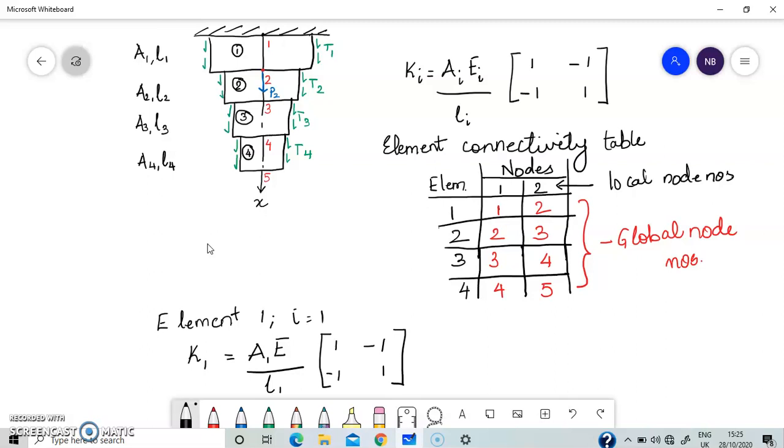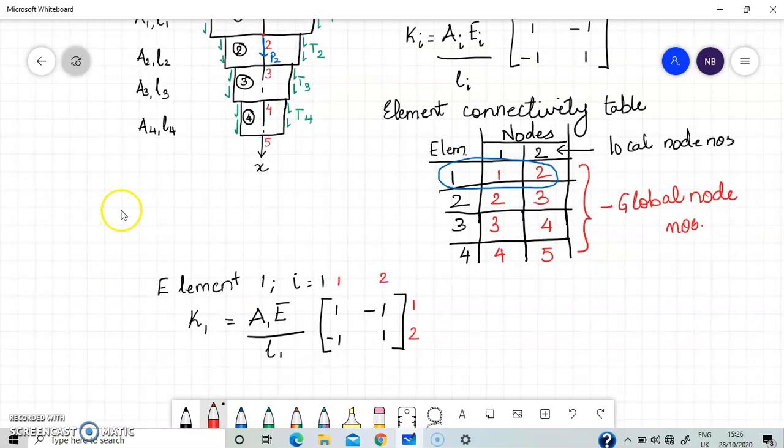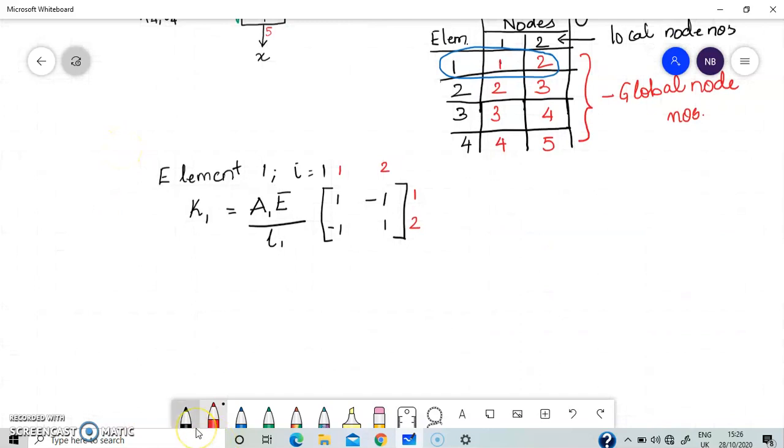I need to write down next to this matrix the degrees of freedom of that particular element, or the node numbers. So for element 1, note here, the nodes or the degrees of freedom are 1 and 2. So I'm going to write here 1, 2, 1, 2. I cannot write it in the reverse order, that is 2 and 1. I have to write the first node first and the second node second.